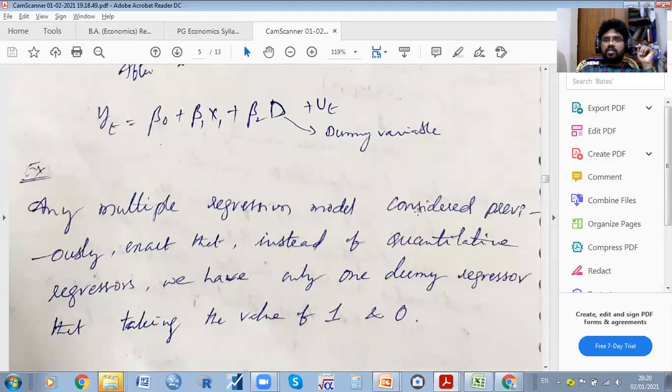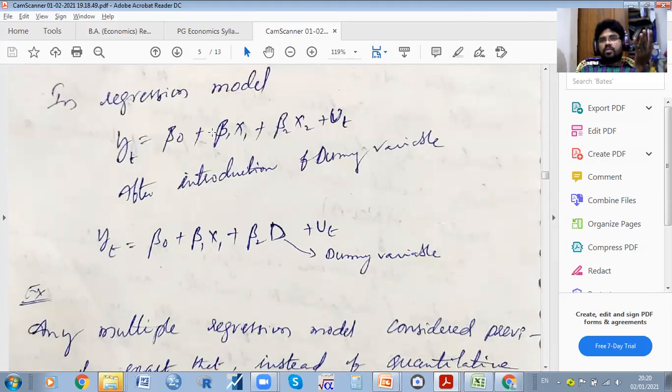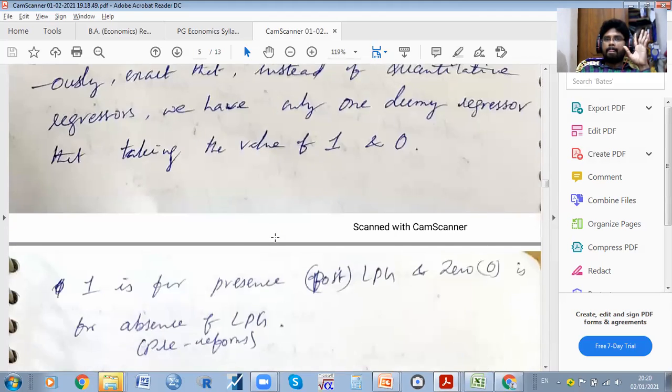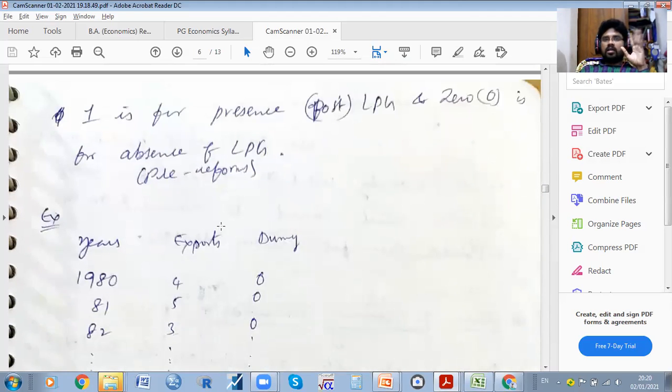In a multiple regression model, consider the previous example where, instead of a quantitative variable, we have only one dummy variable taking the values 1 and 0. So if you take this multiple regression, we have to take that dummy variable. Instead of taking another variable value, we take the dummy values, presence and absence. For example, 1 is for the presence of post-LPG, and 0 is for the absence of LPG.